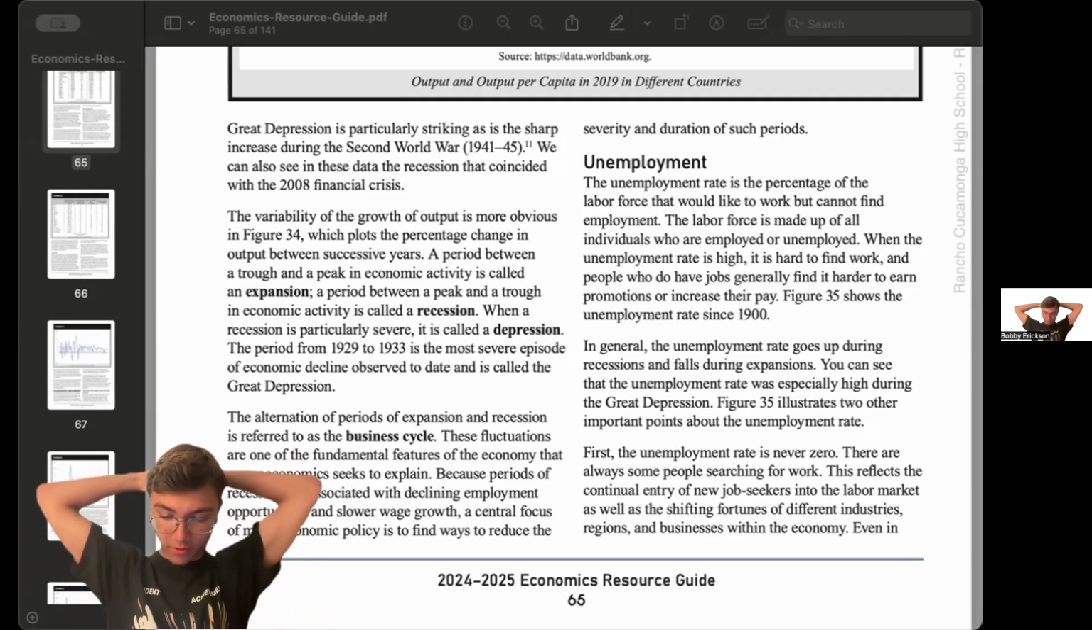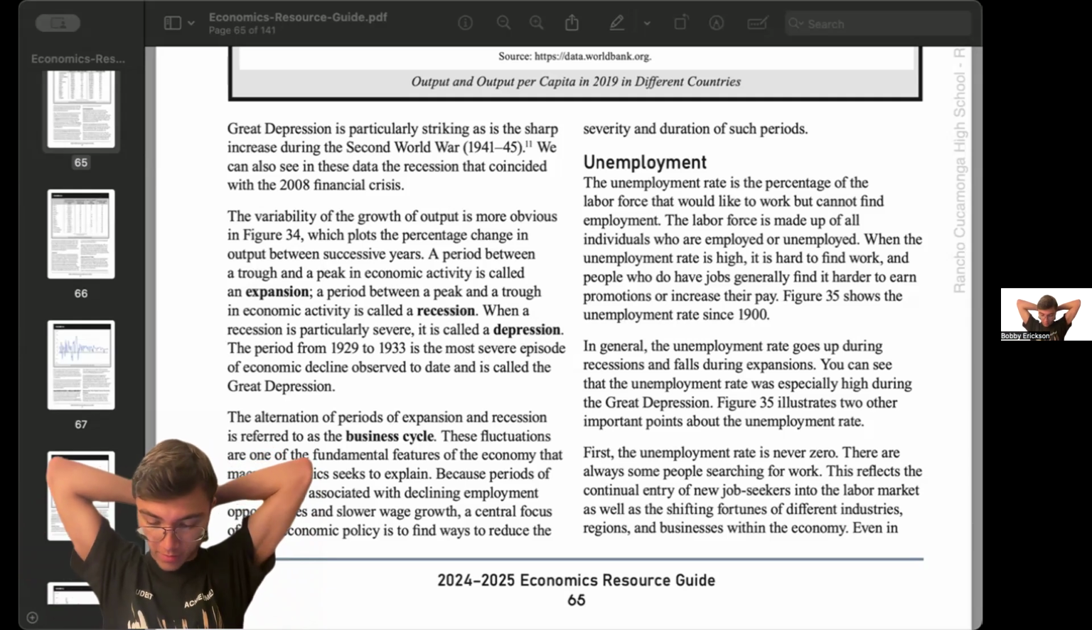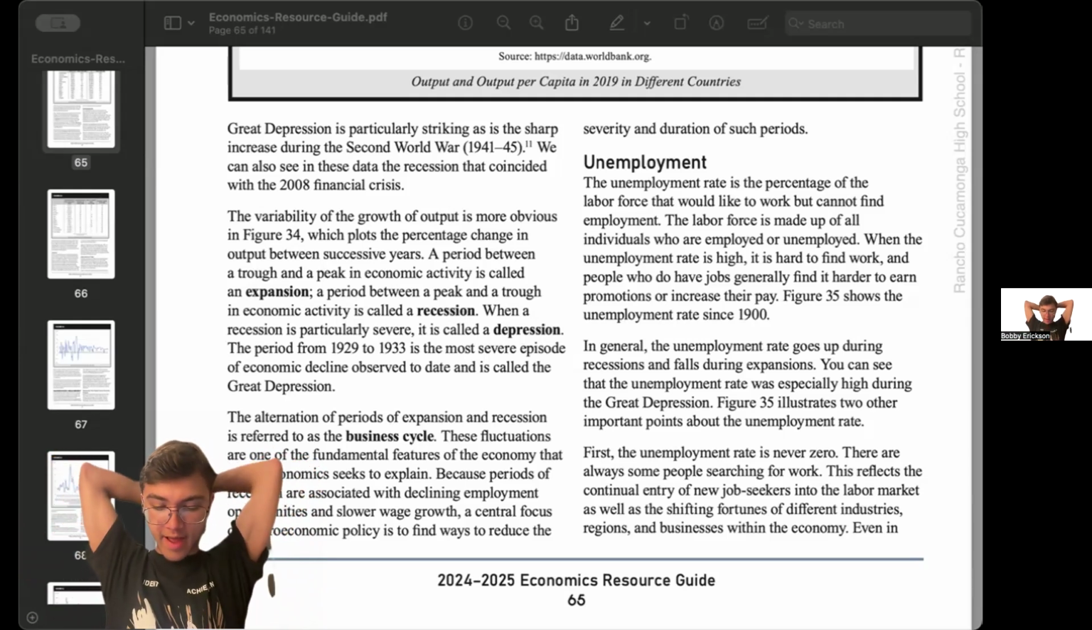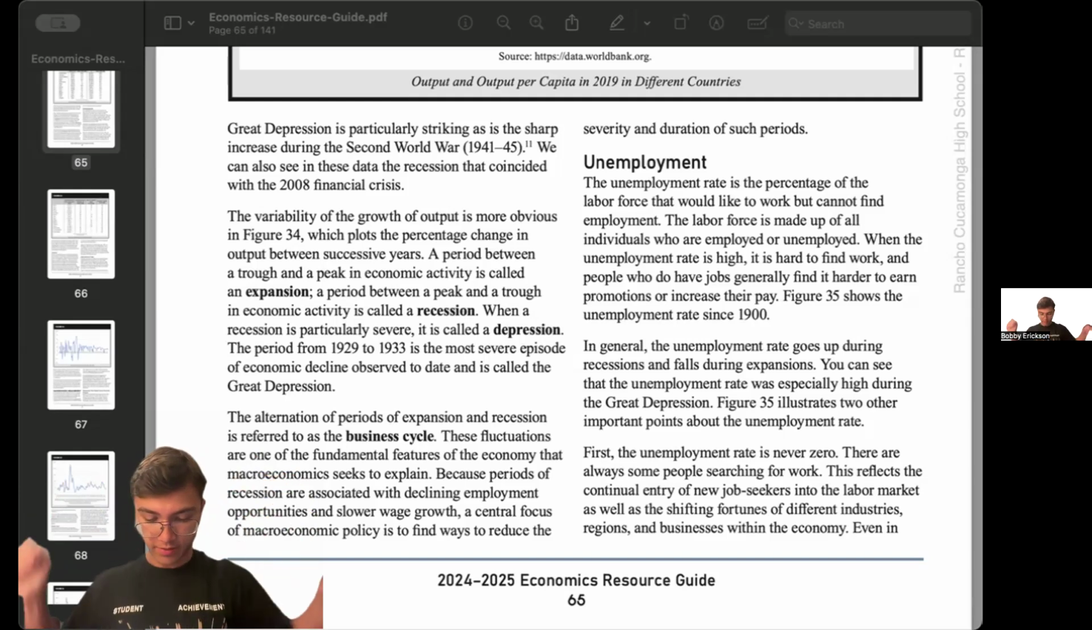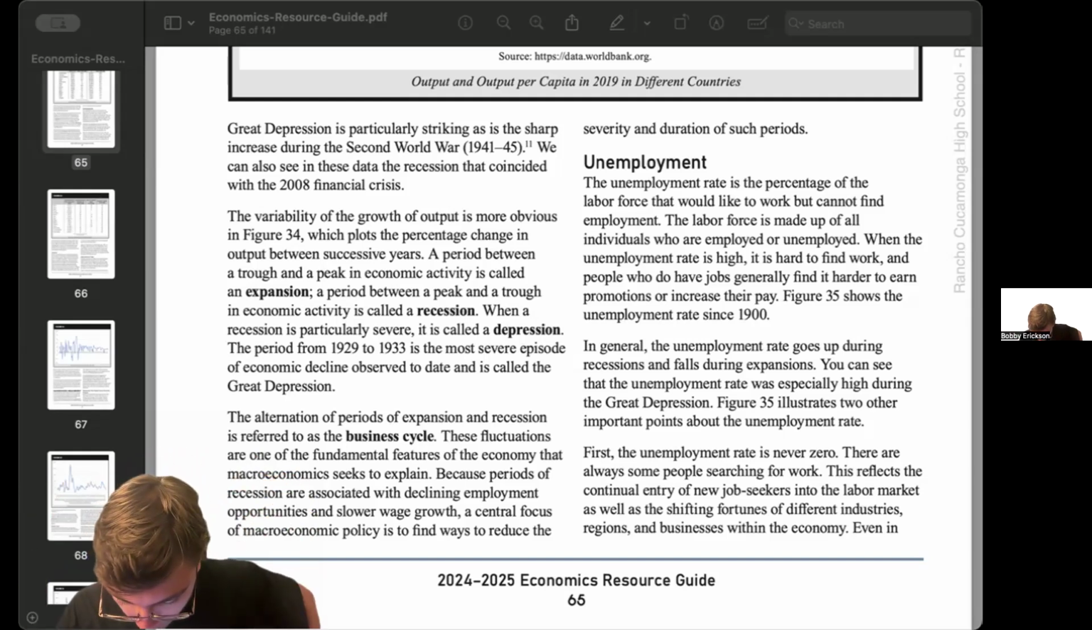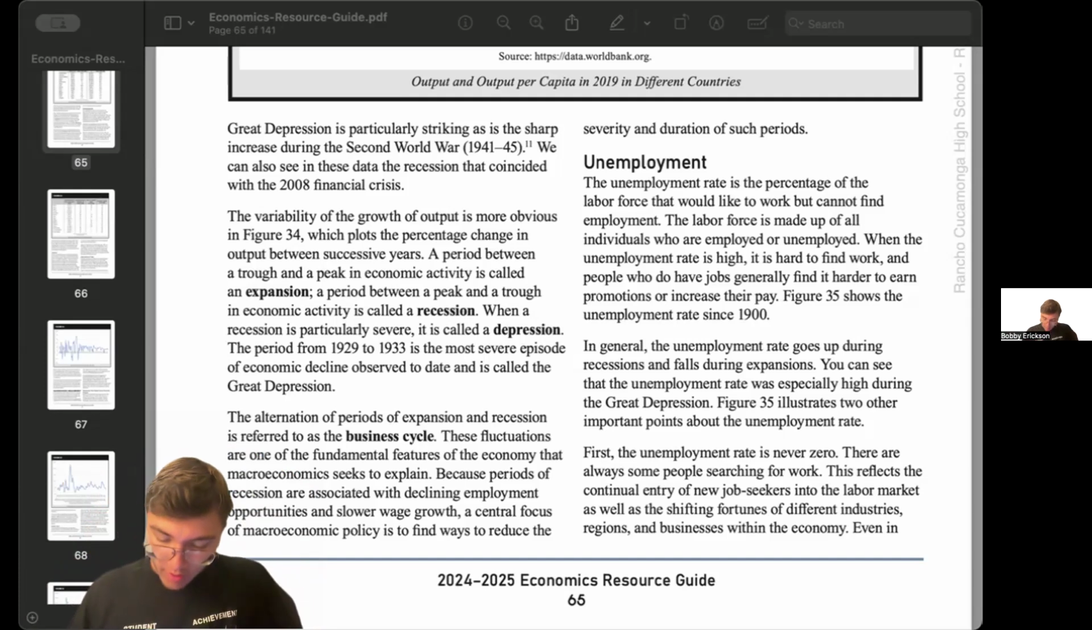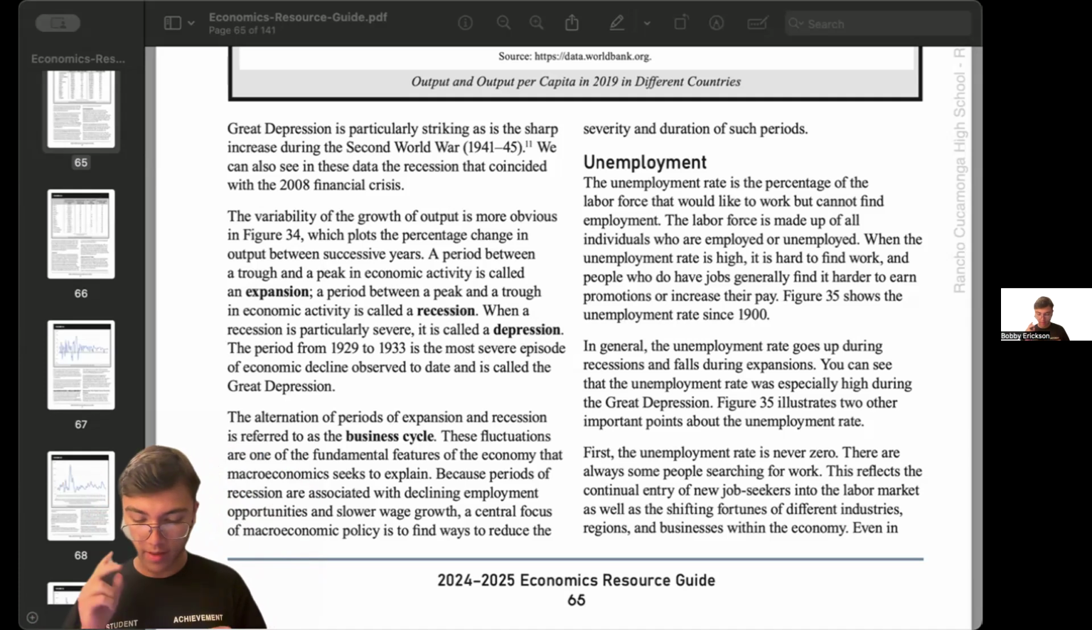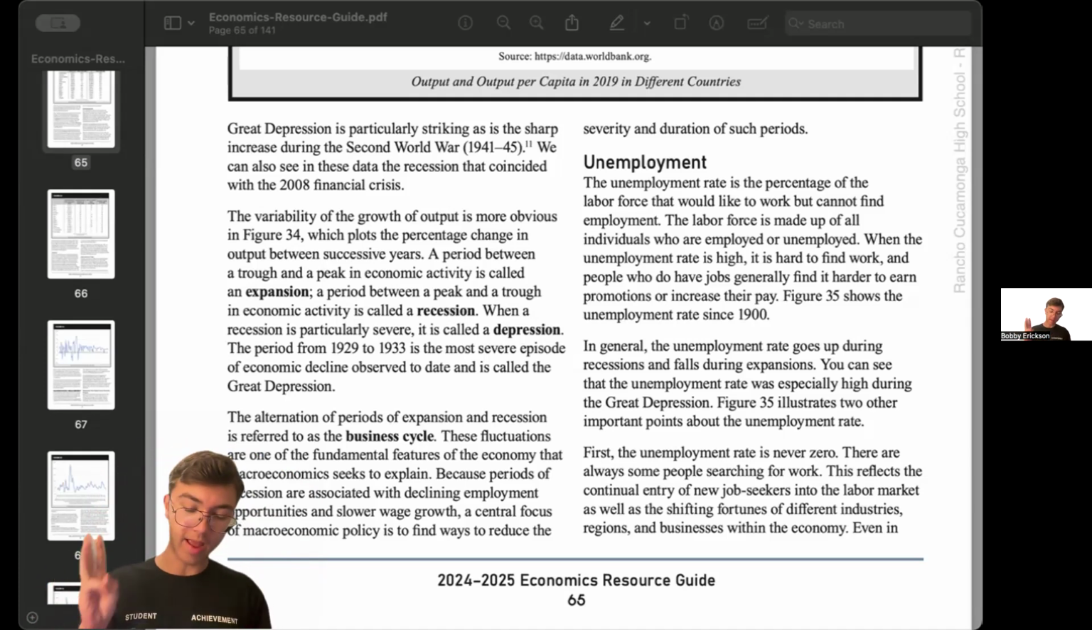And so the labor force makes up all individuals who are employed or unemployed. And when the unemployment rate is high, that means that it's harder to find work, and people who have jobs generally find it harder to earn promotions or increase their pay. So when the unemployment rate is high, it's hard to find work. They have harder times getting promotions and they can't increase their pay as much.